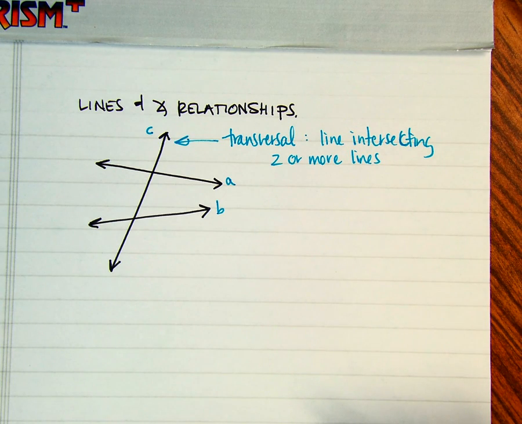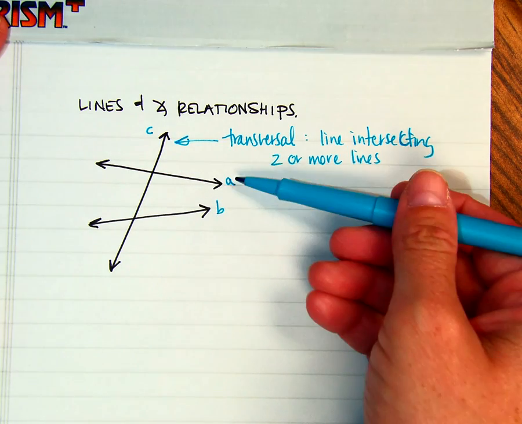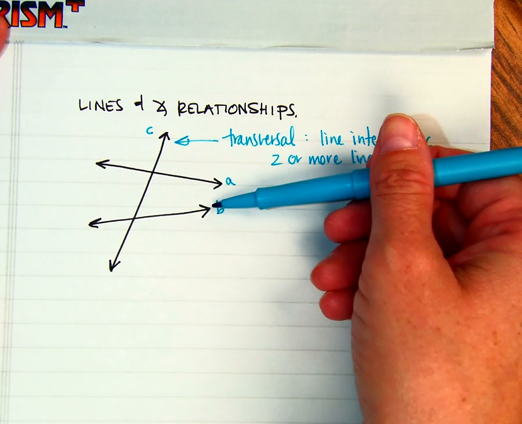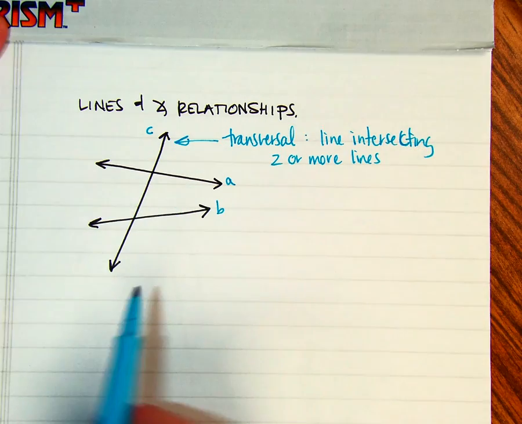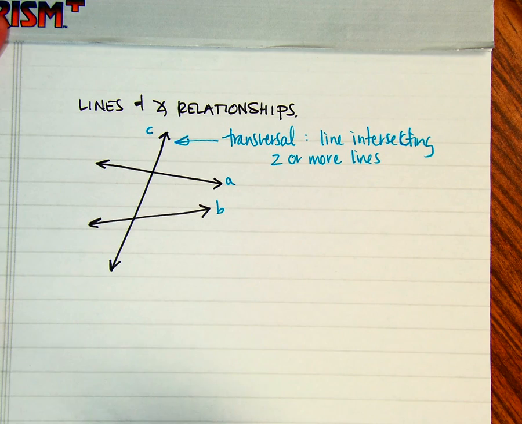In this situation, line C is the only transversal because it is the only line that cuts through two of them. If you're going from A, it only crosses C. B only crosses C, but C actually cuts through both of them. So that's why C can be the only transversal here.